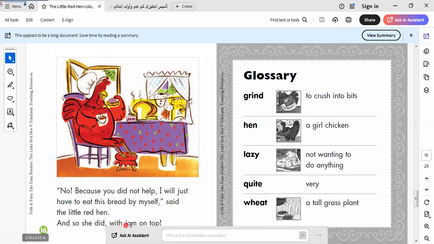And so she did, with jam on the top. Okay, so at the end, she refused to eat the bread with them.